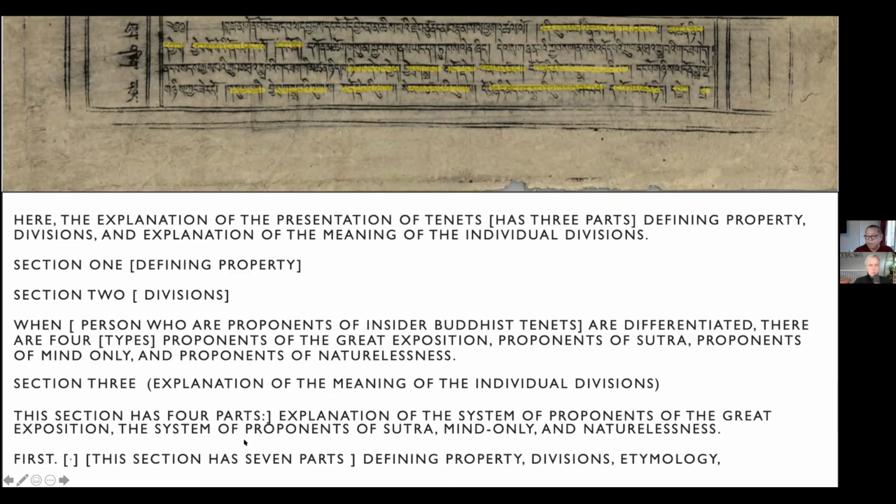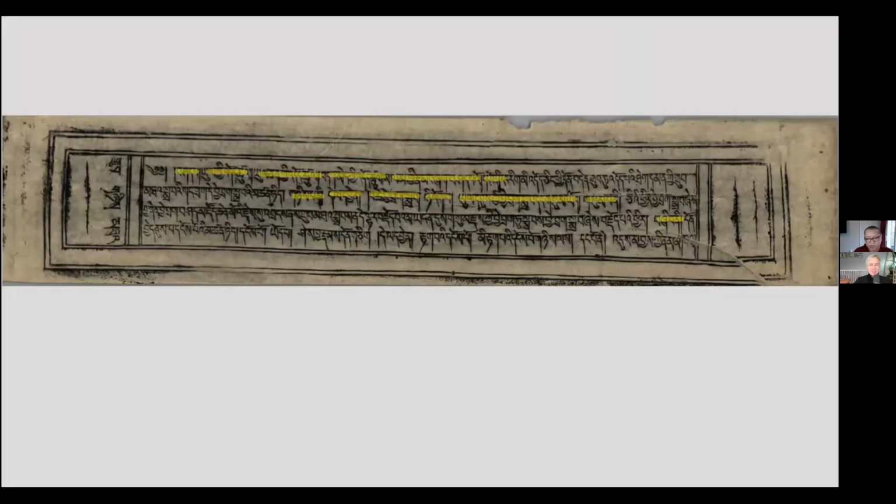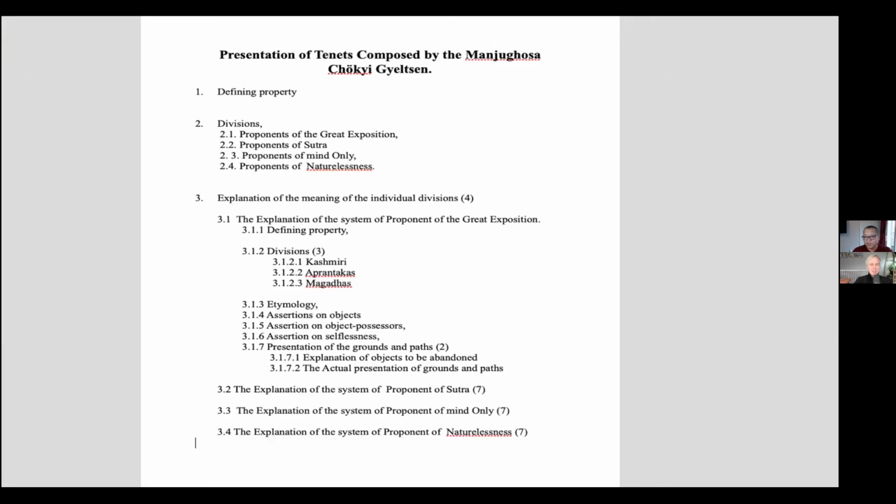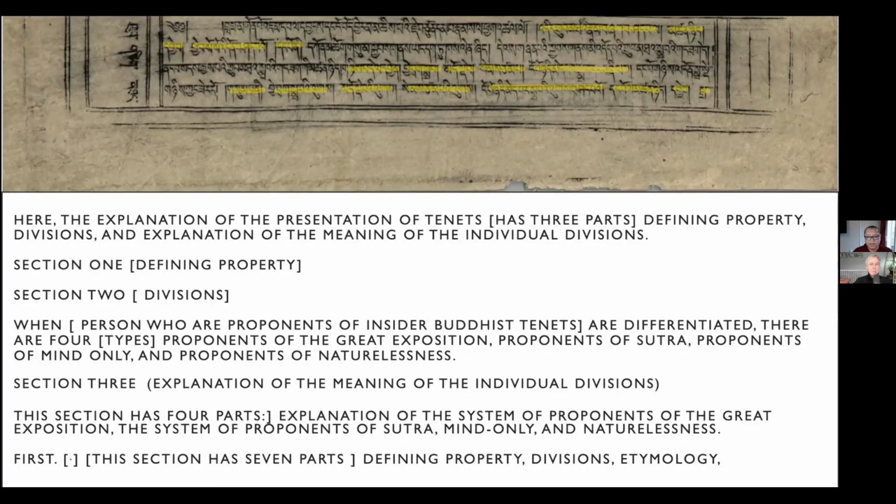This section has 7 parts. The author first states the sections at the first outline level, and then goes through and does each subsequent level. So the first one of the last level has 7 parts. Okay. So first, and this is Chidama Luksheba, right? First, the explanation of the system of the proponents of the Great Exposition.